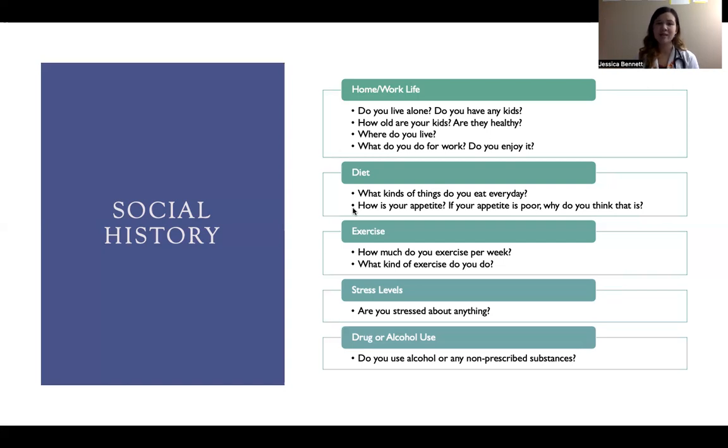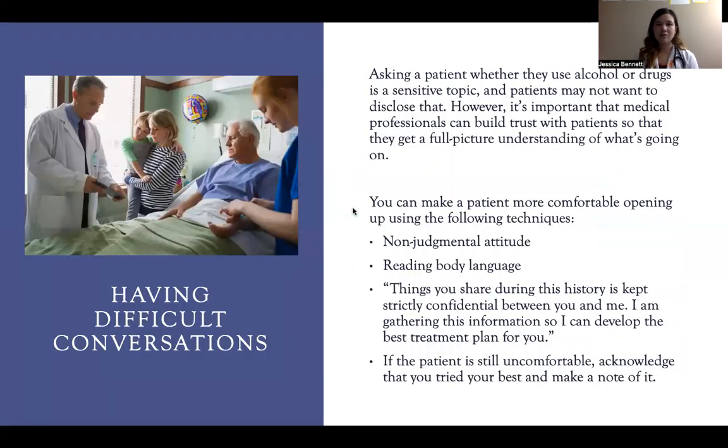The last section of the social history that you want to ask about is drug and alcohol use. While we're talking about drug and alcohol use, this is a great time to include a brief section on having difficult conversations, because asking a patient whether they use alcohol or drugs is a sensitive topic, and patients may not be comfortable disclosing that.